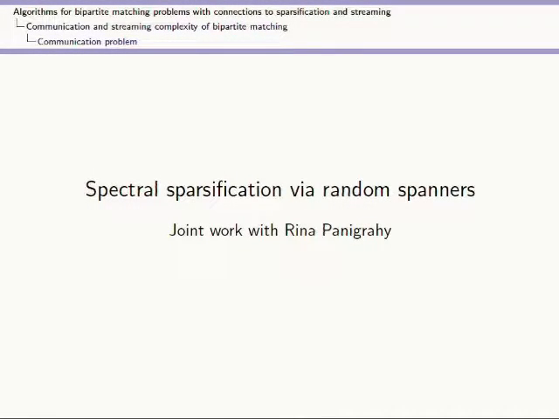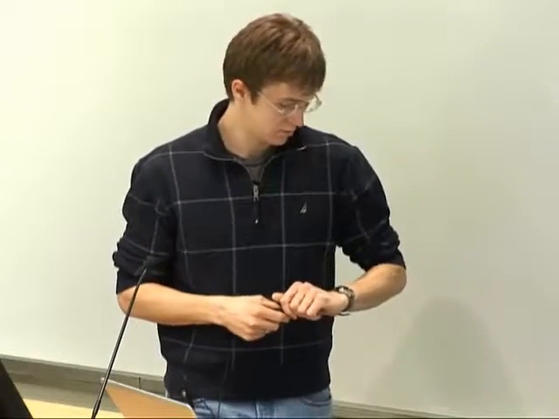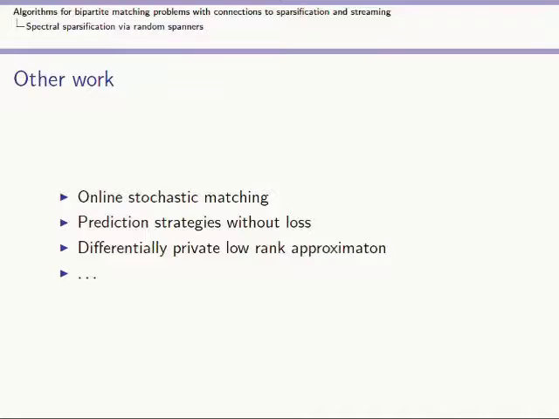So this concludes the discussion of our notion of sparsification for matching problems and applications to streaming. Now, in the remaining minute, let me say two words about some other work that we have been doing with Rina Panigrahi. This shows some connections between spectral sparsification and spanners. And in fact, we show that one can obtain efficient algorithms for obtaining spectral sparsifiers using spanners of random subgraphs. Okay. And I've done some other work on online matching and multi-unbounded problems and differentially private low-rank approximation. And I thank you for your attention.